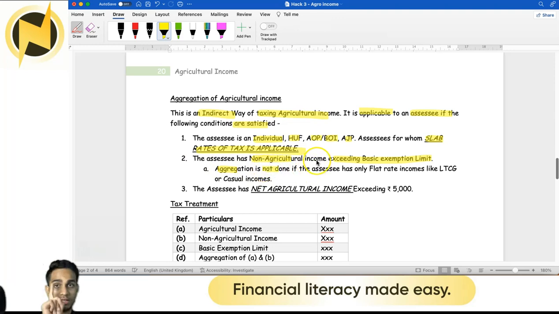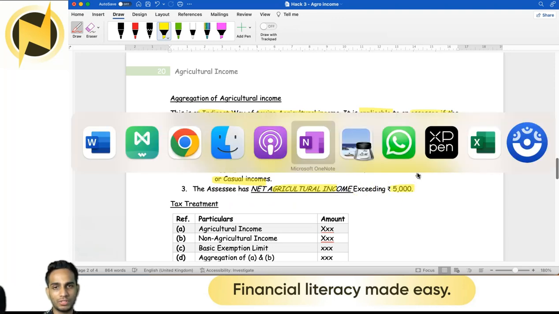Please do keep in mind, aggregation is not done if the assessee only has flat rate incomes like LTCG or cash flow incomes, for example lottery, because they are taxed at 30%, and LTCG is taxed at 20%. So if I'm an individual and I only have long-term capital gain or lottery income in my total income computation, then no aggregation will be done. I need to be a person for whom slab rate is applicable, and I should be earning an income taxable under slab rates. Clear? And finally, the last point: the assessee has an agricultural income exceeding 5,000. I'll quickly summarize what we just discussed.